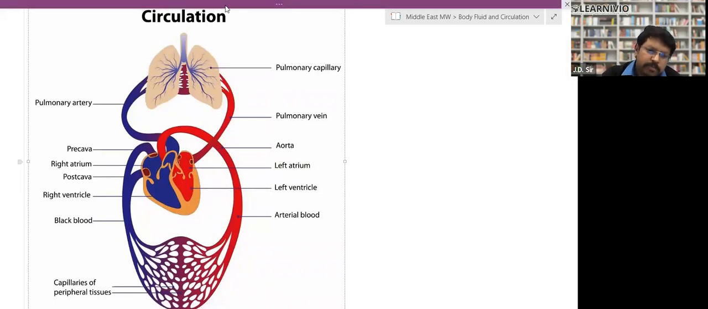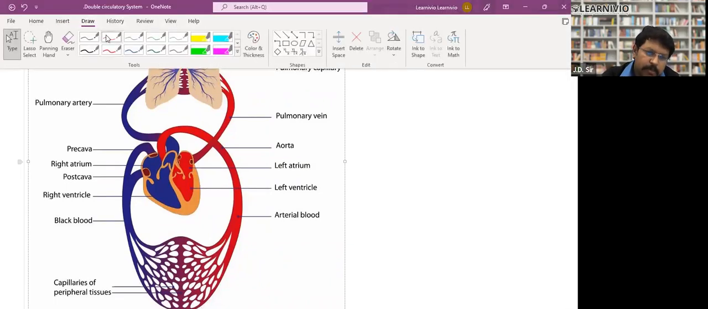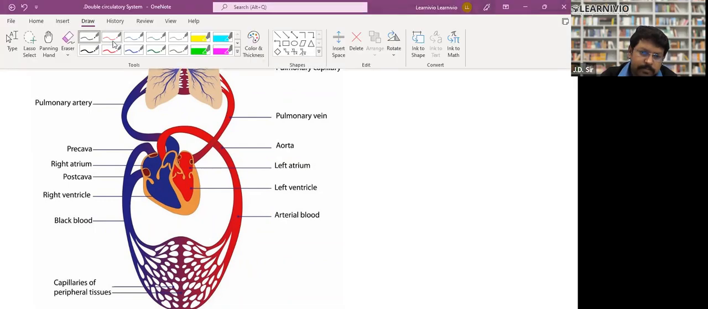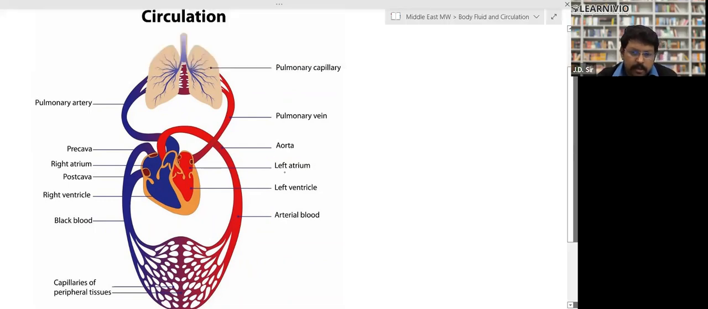Out of these four chambers in our heart, like in the human heart, there are two atria, a left atrium and a right atrium. So these are two chambers, one and second. Then there are two ventricles, the right ventricle, third, and the left ventricle, fourth.